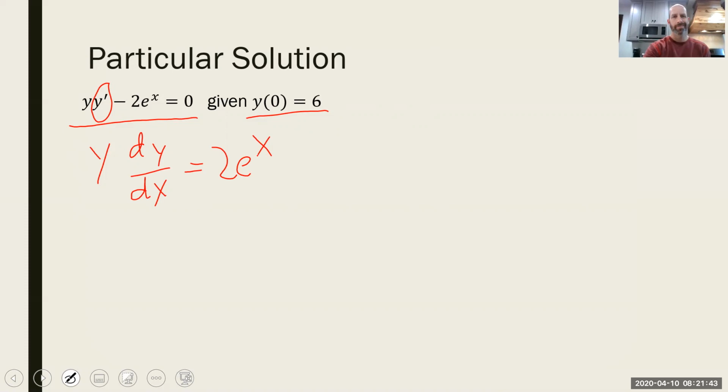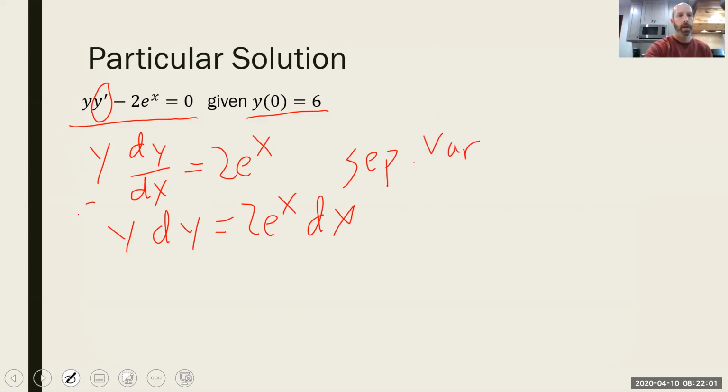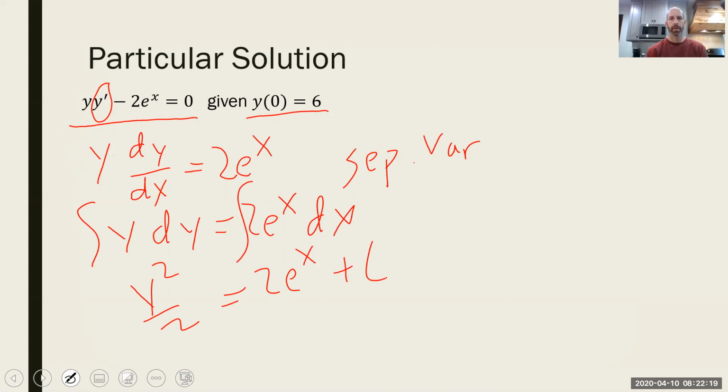Still got some x's and y's mixed up, but I can just multiply the left-hand side by dx. Then I have to do the same thing on the right-hand side. So now I got all my x's and y's on different sides. So again, this is that separation of variables, very important step. Now we're going to integrate. The integral of y, I think that's going to be y squared over 2. And then the integral of 2e to the x, I think, is just 2e to the x plus c. So this is the general solution.